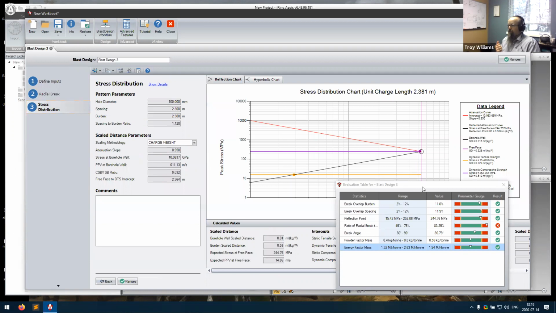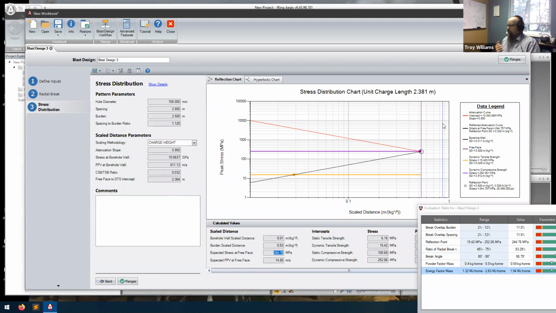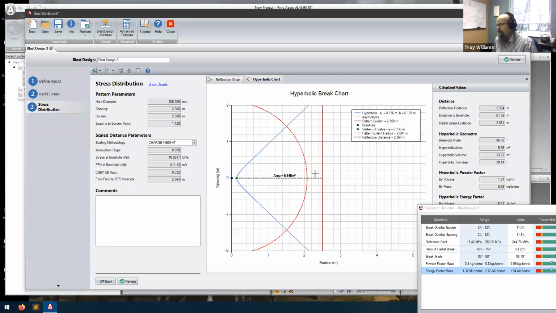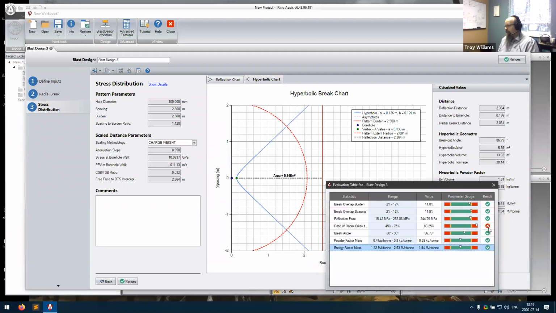And the stress distribution is actually just slightly below the dynamic compressive strength. You have to remember that this is a log-log plot, so small changes on the chart represent relatively large changes in reality. And this is our hyperbolic chart. So you can see it's in good shape. This could probably come back a little bit, but that's what this indicates. It means we've got some more wiggle room. Essentially what it means is we could probably expand the pattern a little bit more, but we were approaching the comfort limit of the mine and how far they wanted to expand the pattern.